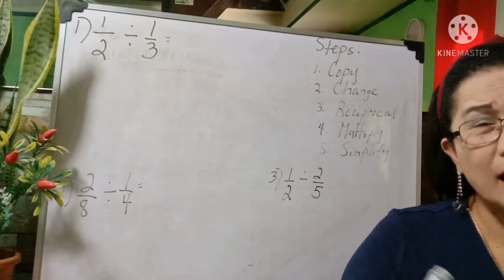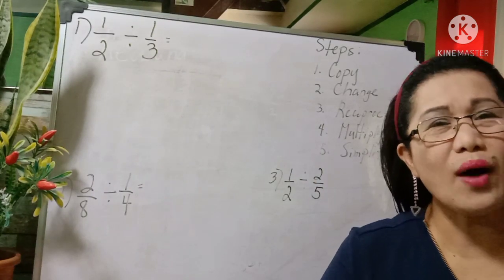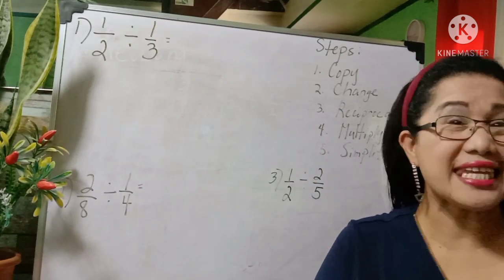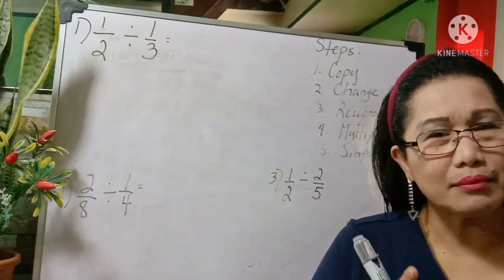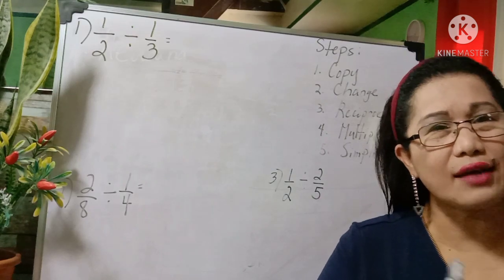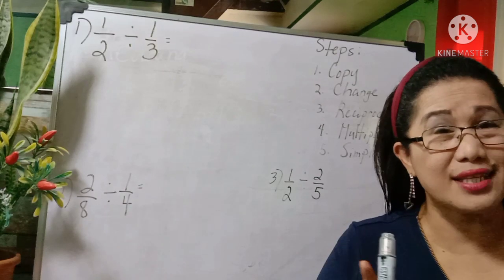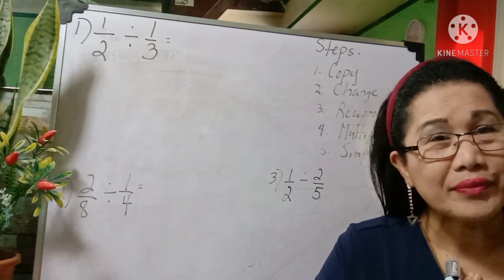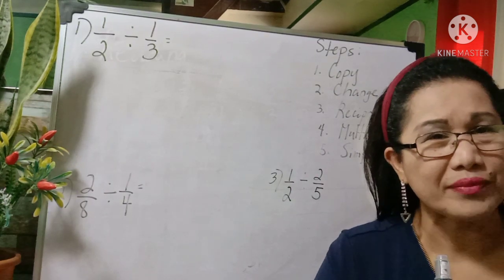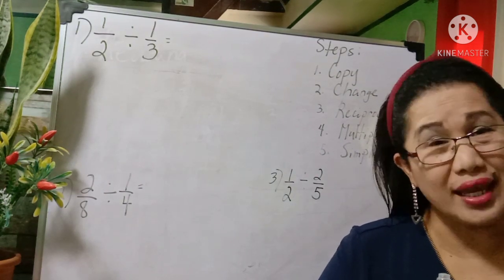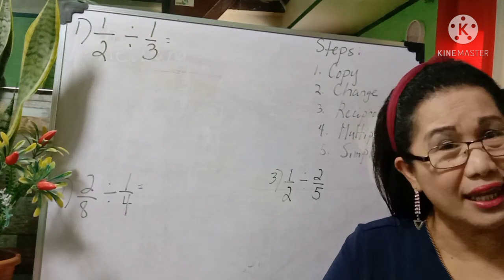Okay, so guys, as I mentioned just now, our lesson is all about division of fractions. Alam po natin na ang division is the inverse of multiplication. Like for example, when you are multiplying 8 times 9, the product is equal to 72. Di po ba? So kapag dinivide mo po ang 72 divided by 9, ang sagot doon po ay is equal to 8. Meaning, ang division is the inverse of multiplication.